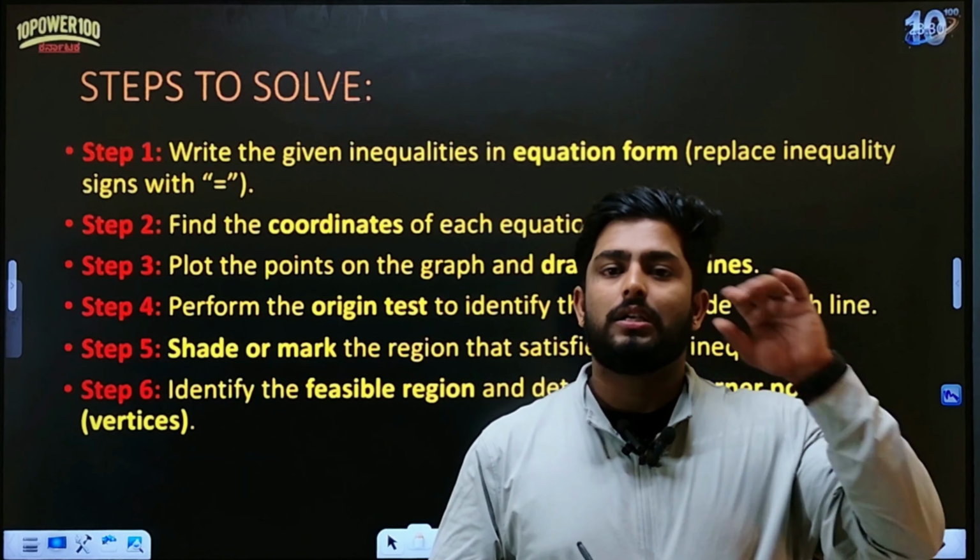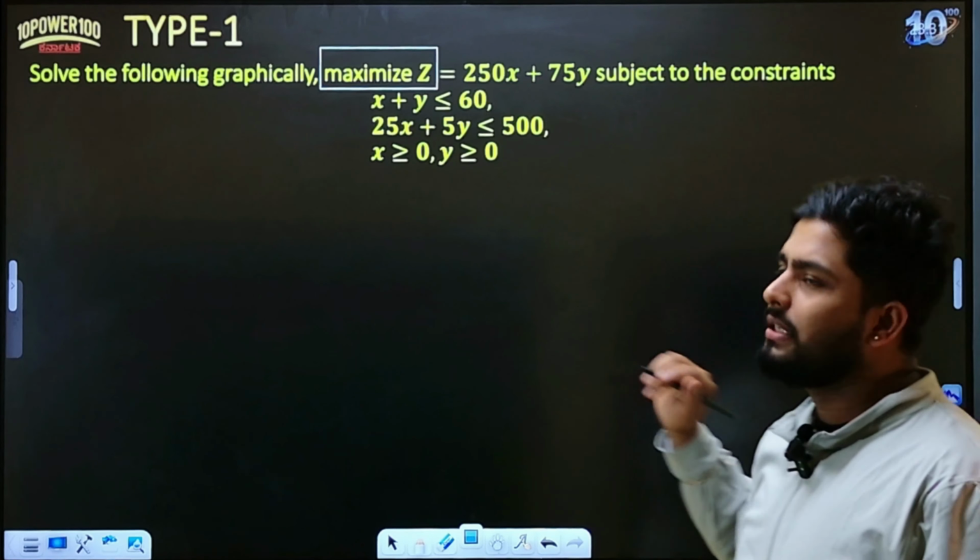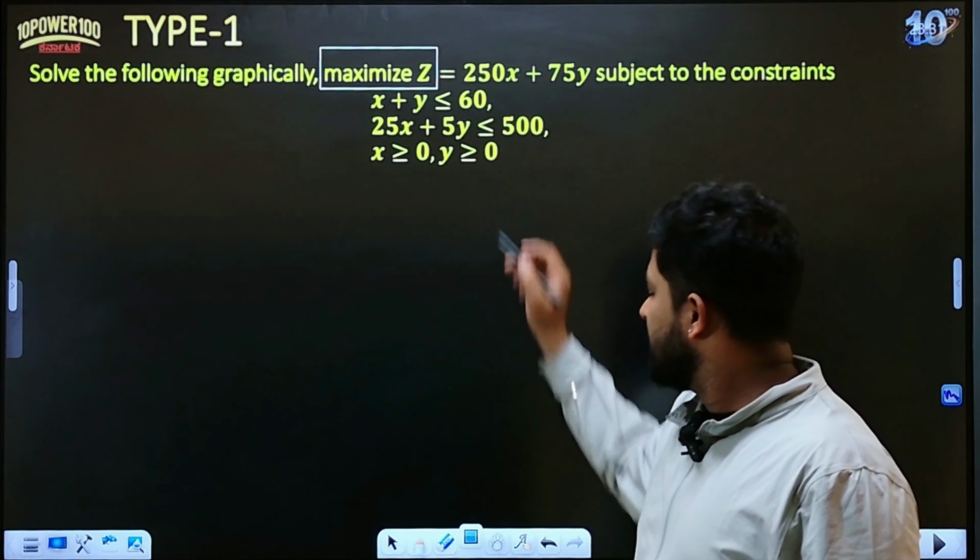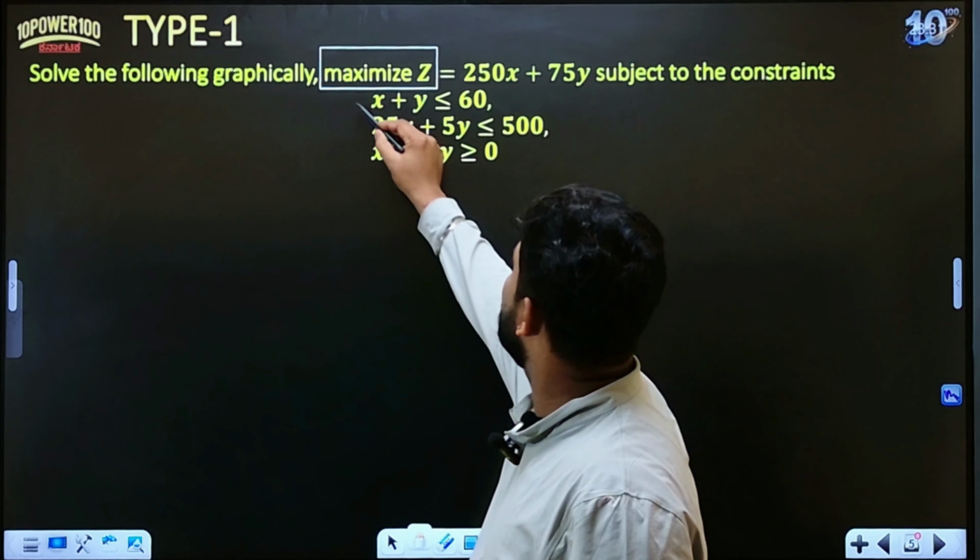The first sum, so we are directly getting into the sum. The sum is: solve the following graphically. Look at this, they have given maximize, so we have to find the maximum value. Maximize z, where z is equal to 250x plus 75y, subject to constraints. The inequalities are given: x plus y less than or equal to 60 and 25x plus 5y less than or equal to 500. So two inequalities they have given.